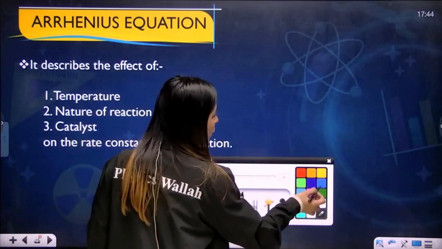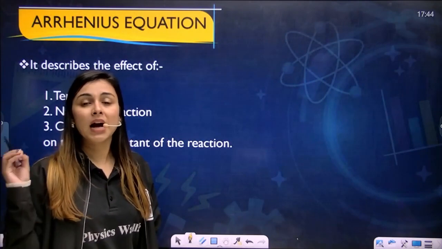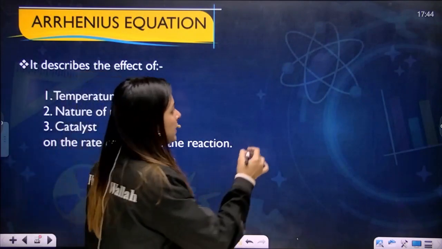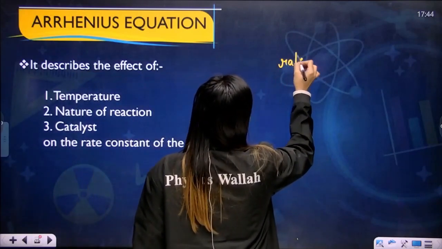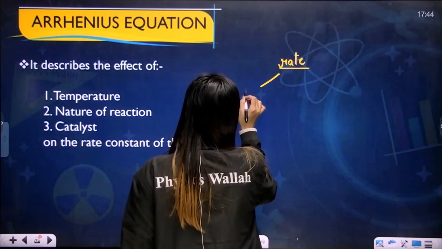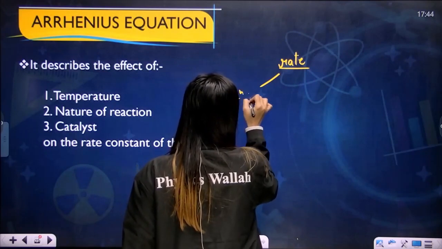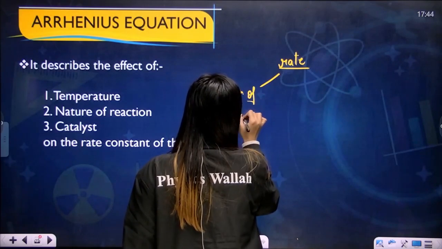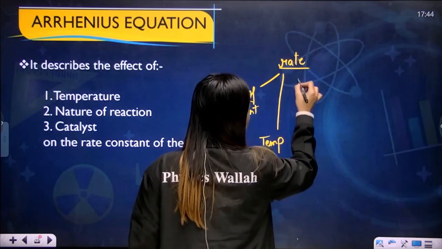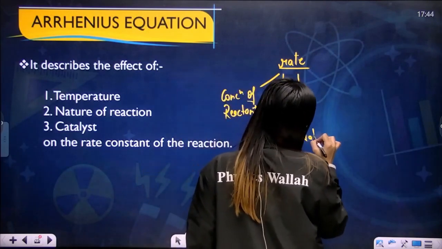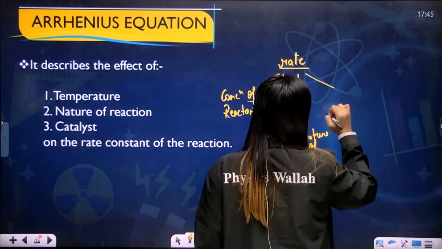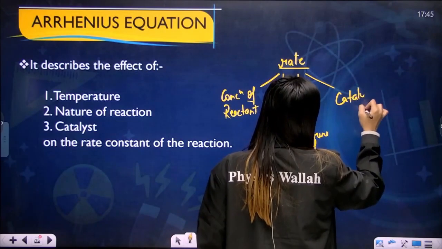I hope all of you remember in the initial part, I told you that the rate of the reaction actually depends on four major things. Whenever we talked about rate, I said that it depends on the concentration of reactant. Then I said it depends on the temperature. Then I said it depends on the nature of the reaction. And also it depends on the catalyst.